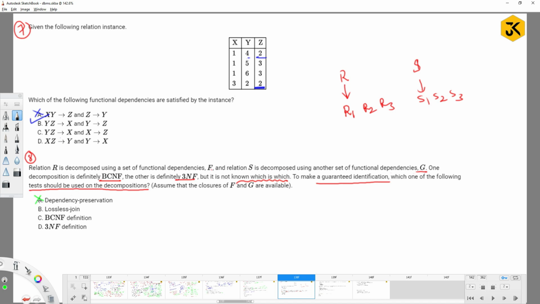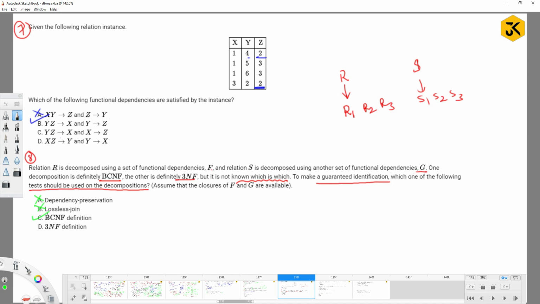What about lossless join? Again we can get ambiguity, because 3NF has lossless join, BCNF has lossless join. So with the help of option B also we cannot define. What about the BCNF definition? Obviously with the BCNF definition we can define. But what about the 3NF definition?